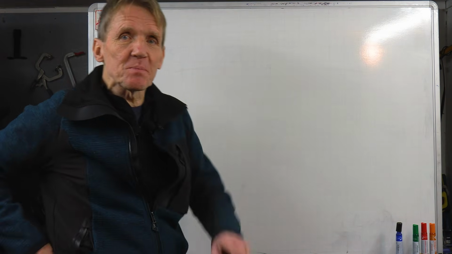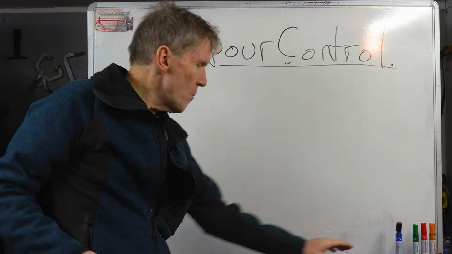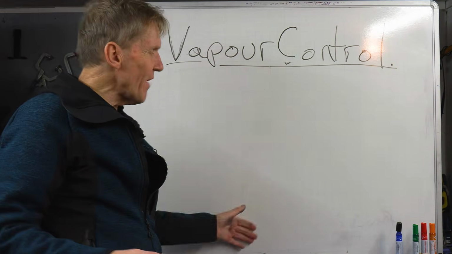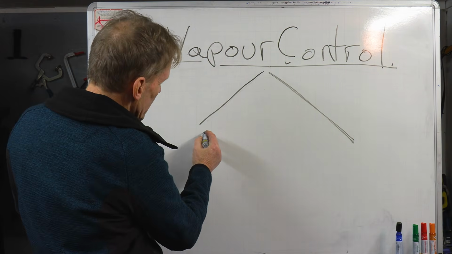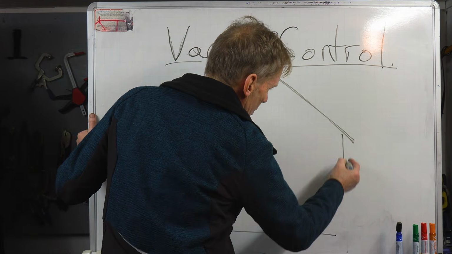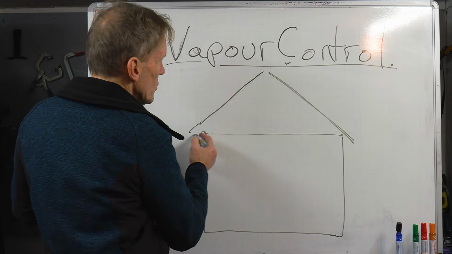In fact, a very specific type of damp: vapour and vapour control. Why do we want to control the vapour? Well, as you've just seen on this board, vapour condenses. And what we don't want it doing is condensing in the wrong places, because if vapour condenses in the wrong places, it leads to mould, mildew, dry rot.